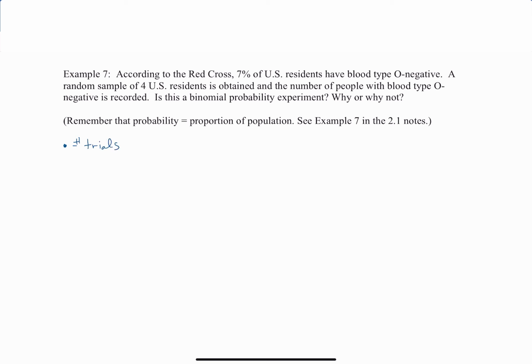The experiment is to sample 4 U.S. residents. So each U.S. resident, each of the 4, is a trial. So n equals 4. That's a fixed, specific number of trials.